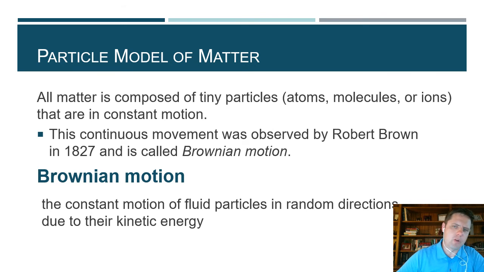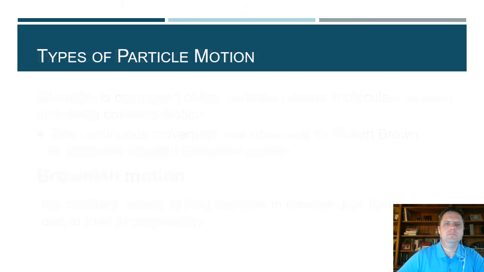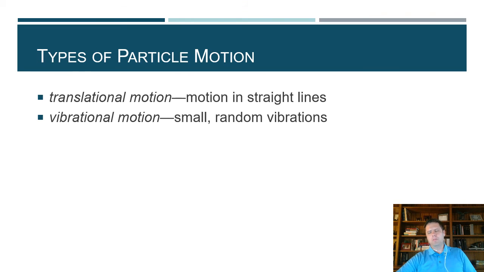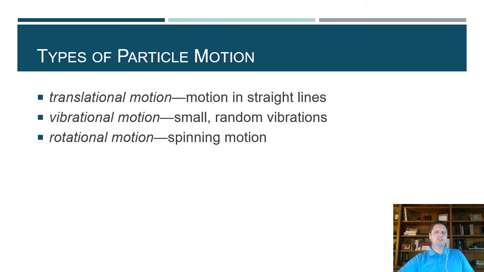This was observed by Robert Brown in 1827. He described both translational motion, which is motion in straight lines, vibrational motion, which is small random vibrations, and rotational motion, which is spinning motion. Again, you don't need to necessarily remember all of those types of motion, but just understand that particles are continually in motion.